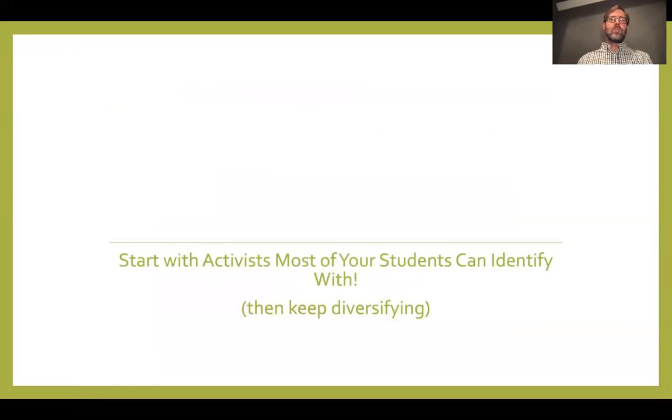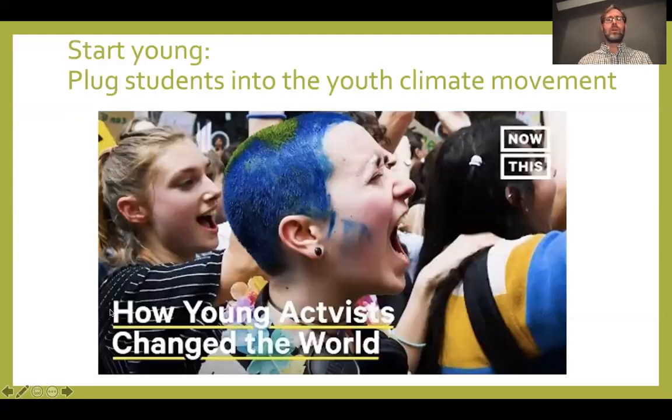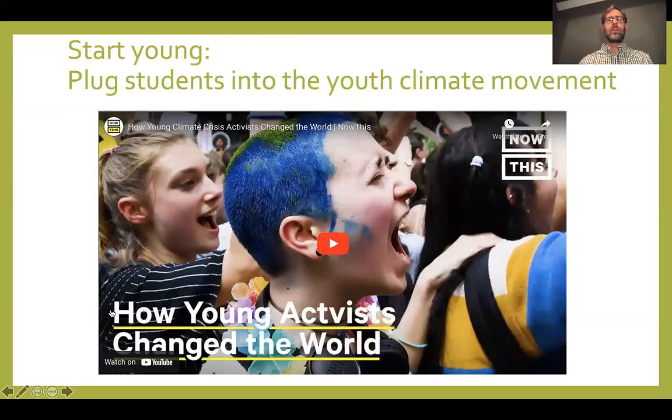So starting local, starting with neighborhood issues and racism, environmental racism, are a good way to go. I would suggest as well starting with activists that students can identify, and that might already have been covered by covering racism and students who can really identify with being on the losing end of racism. But there are many other ways to connect your students' identities by featuring activists of varying ages and backgrounds, right?